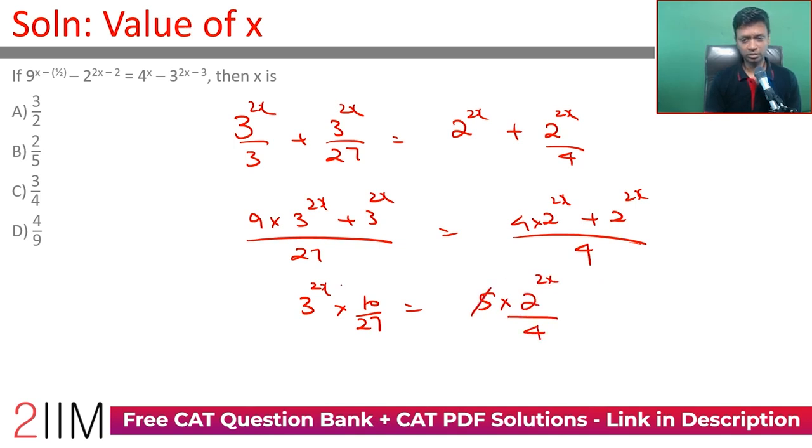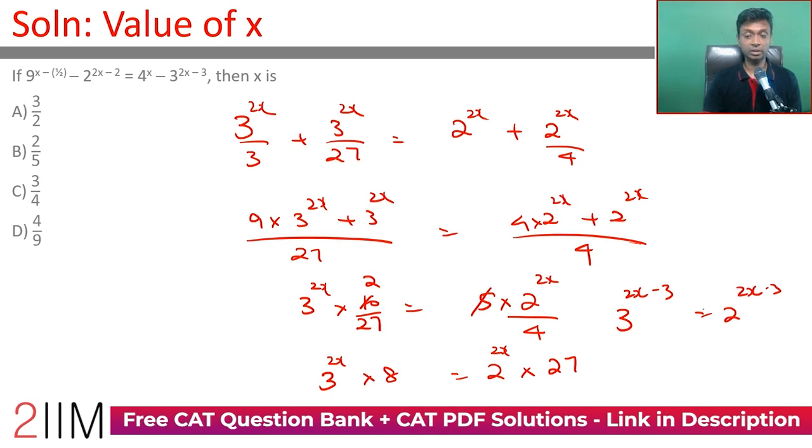This 5 gets knocked off. We have a 2 here. This becomes 3 power 2x into 8 equals 2 power 2x into 27. And so think about this. This is 3 power (2x minus 3) equals 2 power (2x minus 3). This is possible only when both of these are 0, or 2x minus 3 should be 0, x should be 3 by 2. Wonderful question.